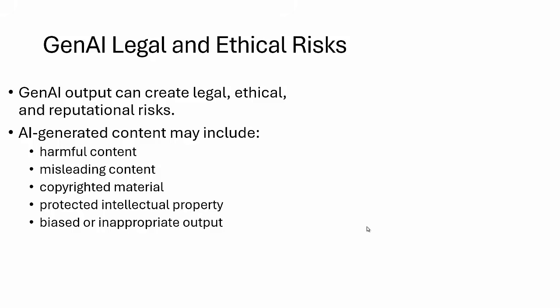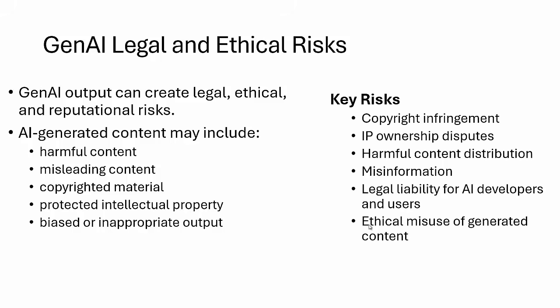The key risks, if you ask me: copyright infringement, where someone can copy someone else's data. IP ownership disputes, where something actually owned by someone is used again and someone else says, okay, it was generated by me. Harmful content distribution, which can include abusive words. Sometimes misinformation, which is the biggest concern in Gen AI. Legal liability for AI developers, who are not even accountable, but still. And ethical misuse of generated content. So these are the different types of legal and ethical risk we have for the system.